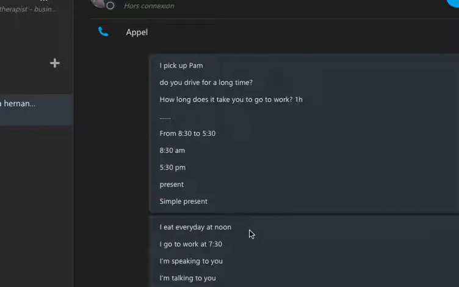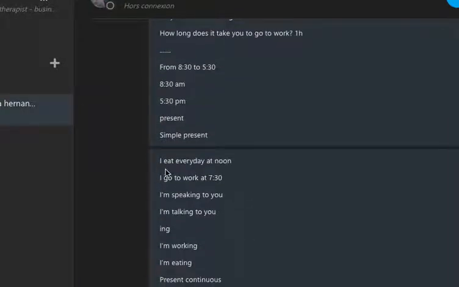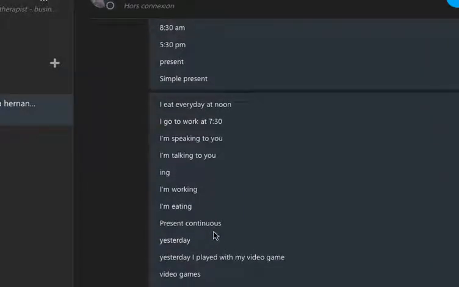We can have different examples here. I eat every day at noon. I go to work at 7:30 or 8:30. This is simple. But after we have the continuous, present continuous. I'm speaking to you. I'm talking to you. You will see these guys are very important. Okay, we'll talk about them. So basically we have the ing. I'm working, I'm eating, and this is a present continuous.